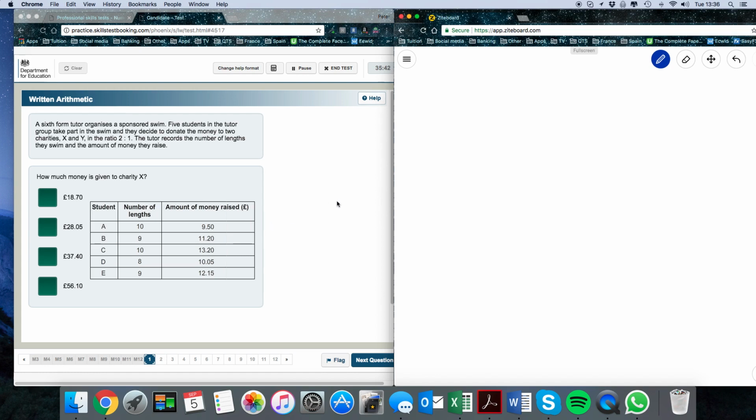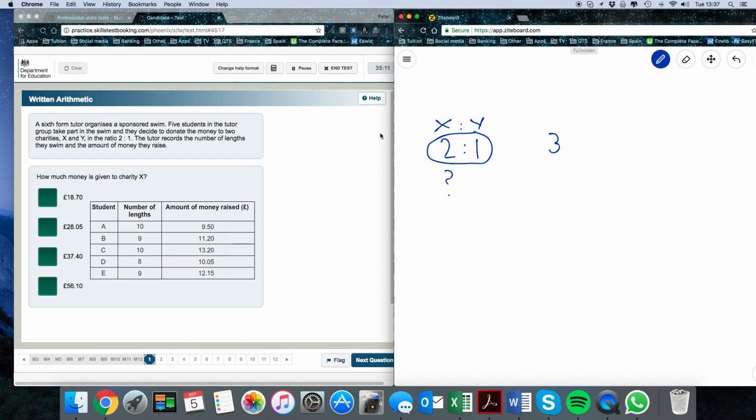Okay, so this question, we've got a ratio of 2 to 1 for charities X and Y, and this question is asking us how much we're going to give to charity X. The key to this question is that you must add these 2 numbers together to get 3. You can look at the ratio as shares. Charity X is going to get 2 shares, charity Y is going to get 1 share. That's 3 shares in total.